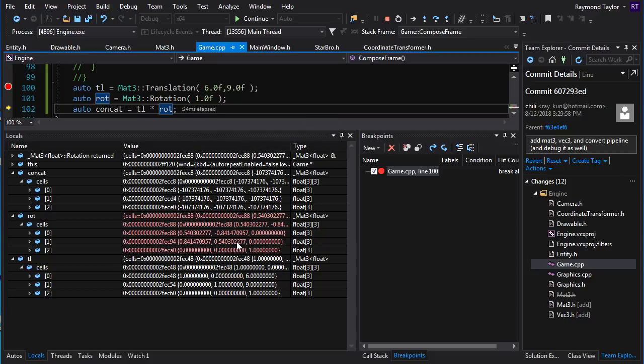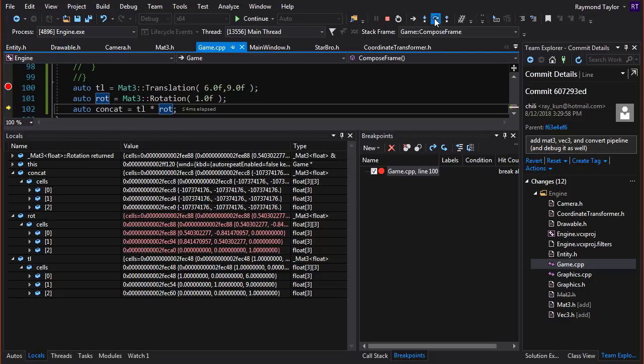Now, look in here, we can see our translation matrix right here. It's got the ones on the diagonal, it's got your 6 and your 9. Those are your two translation values. And when I concatenate them here, rotation is on the right, so it's going to happen logically first. So this is a rotation followed by a translation.